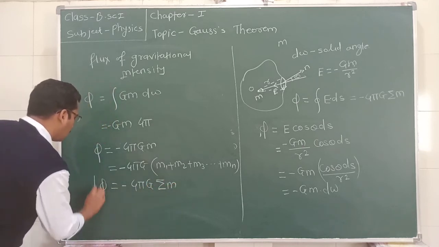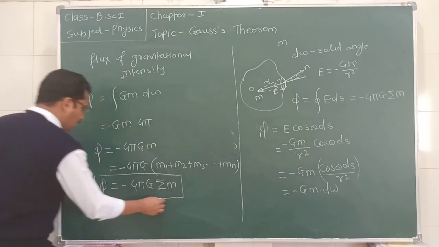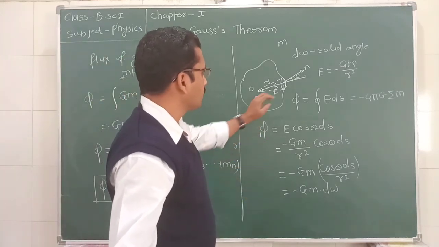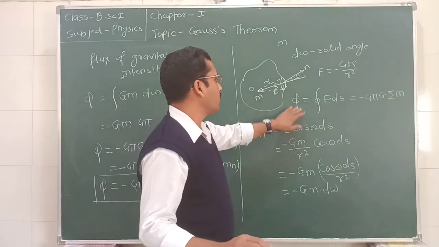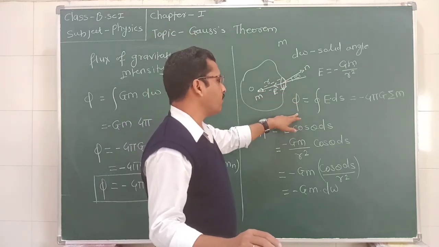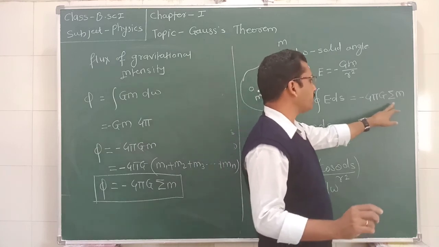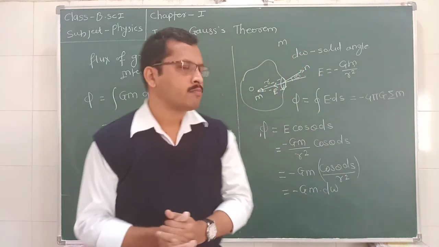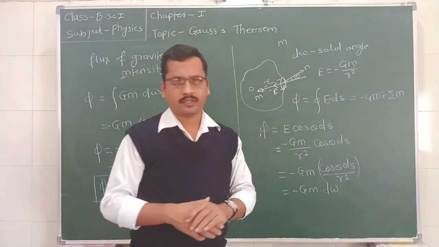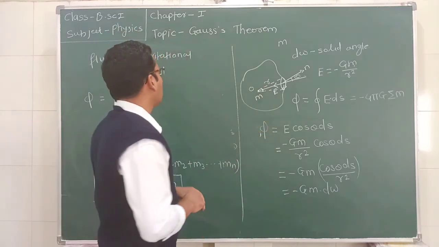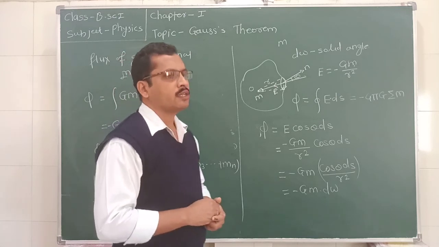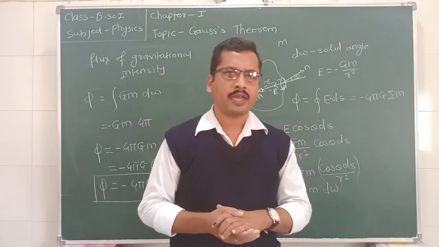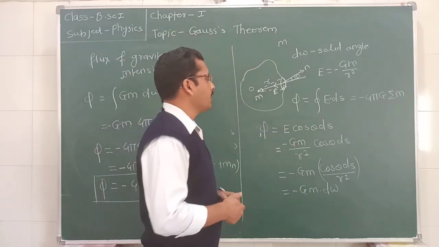So this is the Gauss theorem, and this is the proof of the Gauss theorem, which states that the flux passing through any closed surface is equal to minus 4 pi G times the total mass enclosed by that surface. Okay, so this is the Gauss theorem, which is the last topic of our first chapter. Here our first chapter ends.